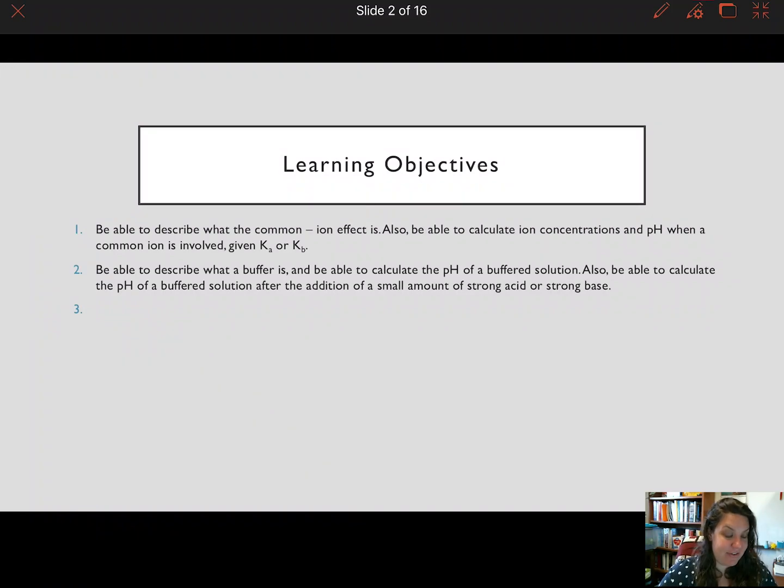Hello. In today's video we're going to start chapter 17. We're going to look at lecture 15, learning objectives 1 and 2. So we're going to look at the common ion effect and use the common ion effect for weak acids and weak bases, and then we're going to look at what a buffer is.